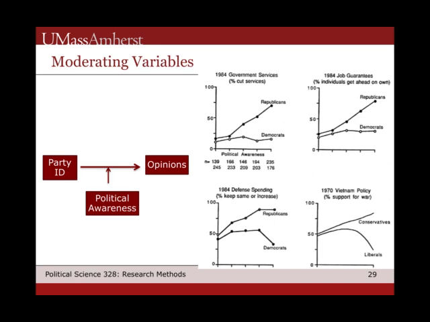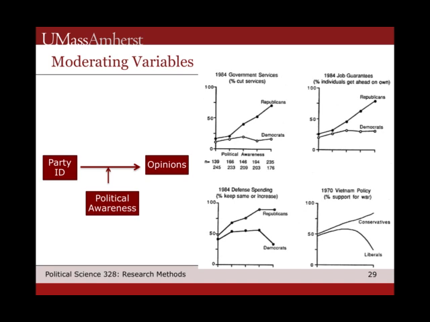The same types of relationships, as you can see, are actually found in research on job guarantees and defense spending. There you can see Democrats are not quite as flat. What actually tends to happen is their support goes down for defense spending among the most politically aware Democrats, and the same with the Vietnam policy.